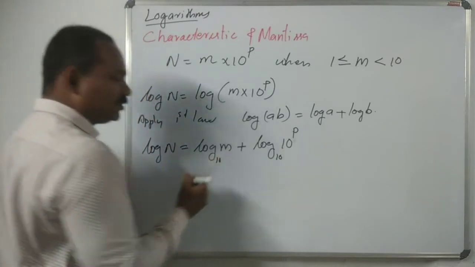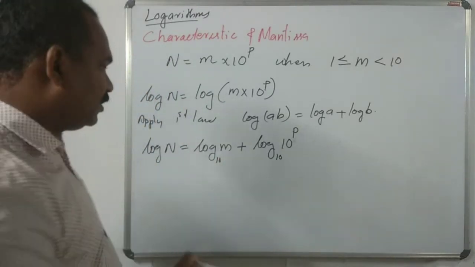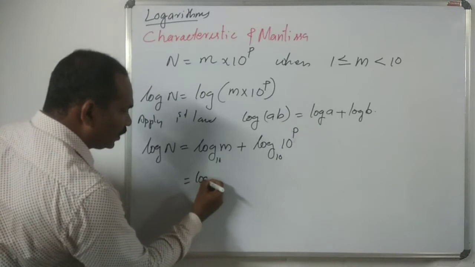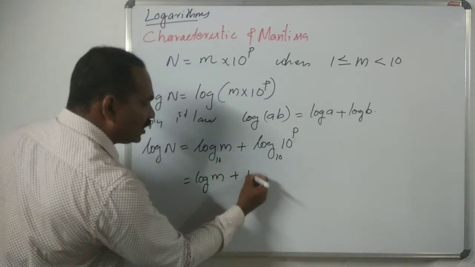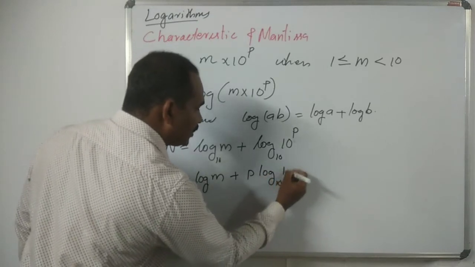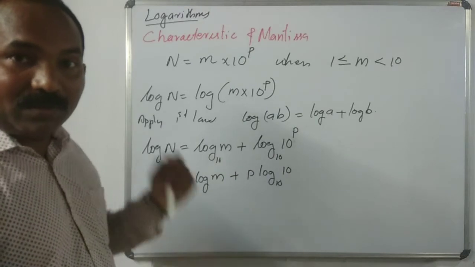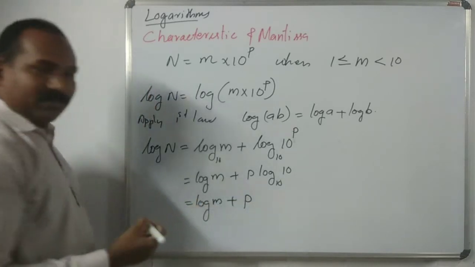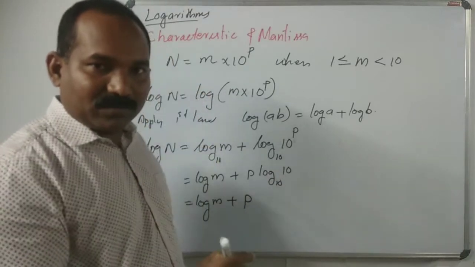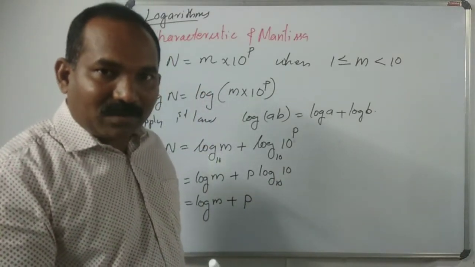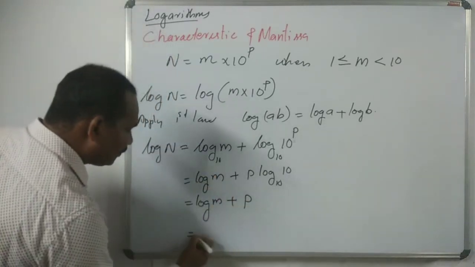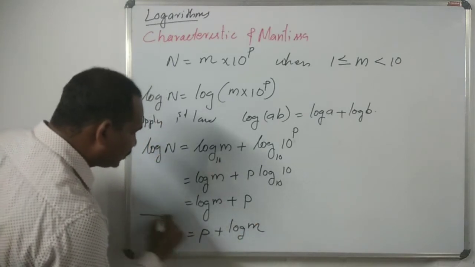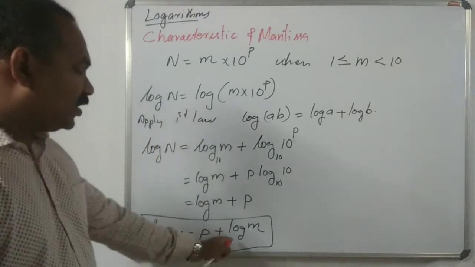The logarithm is base 10. Then, applying law 3, log m plus p log base 10 of 10. Because log 10 to the base 10 is equal to 1, it is log m plus p. So log N is written as p plus log m.